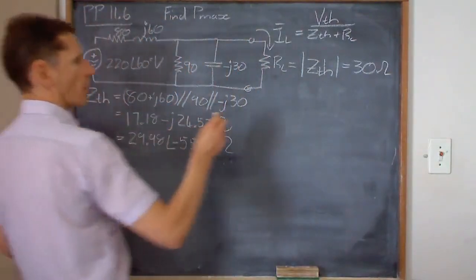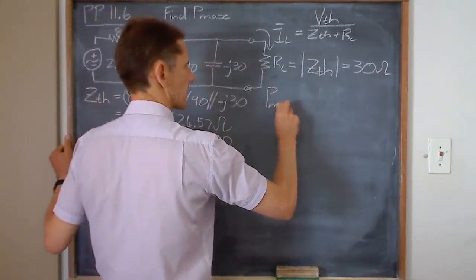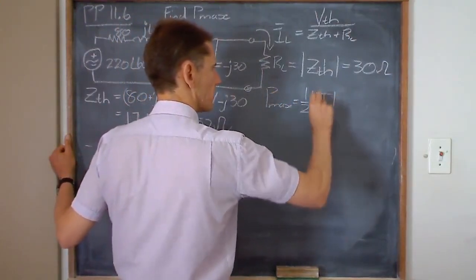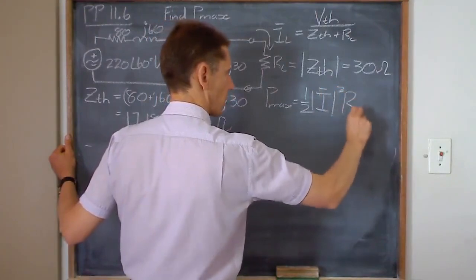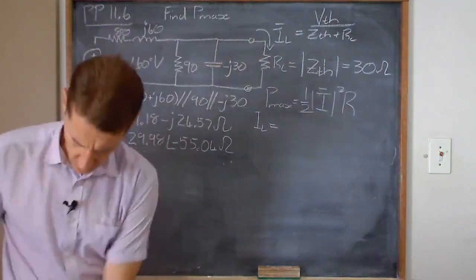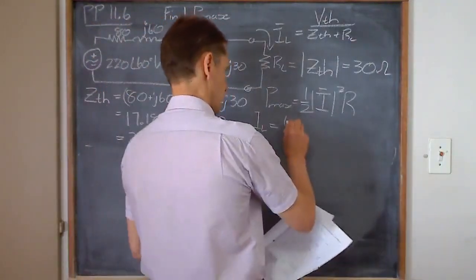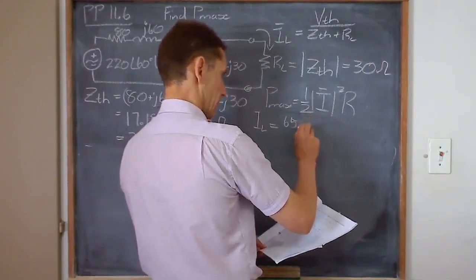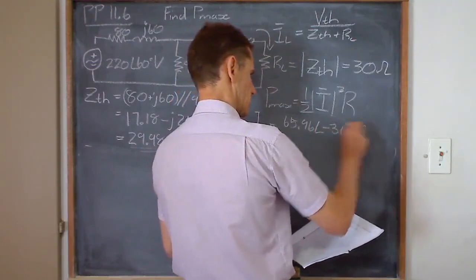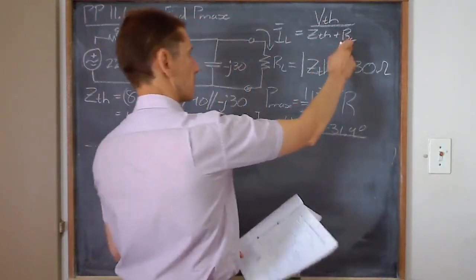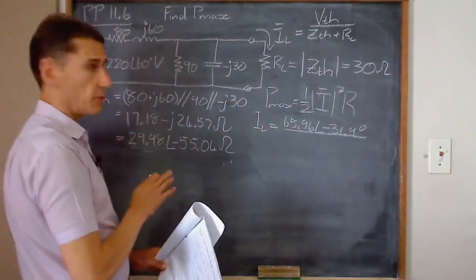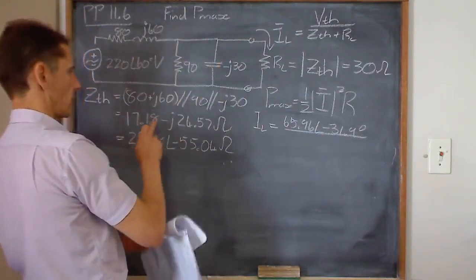So remember, our final objective here is that P max equals half the magnitude of I squared times R. So IL then equals our V-Thevenin, which I just erased, the 65.96 angle minus 31.9 degrees, divided by Z-Thevenin plus RL. What was my Z-Thevenin? Now I'm going to use it in rectangular form so that I can easily add the RL.